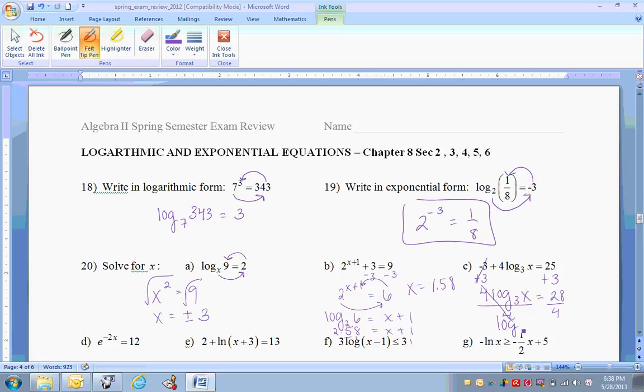And you end up with log base 3 of x equals 7. Then you have to log roll. So you get 3 raised to the 7th equals x. So x equals 2,187.